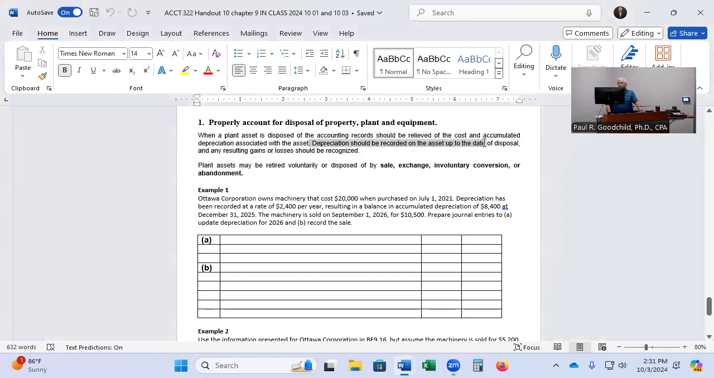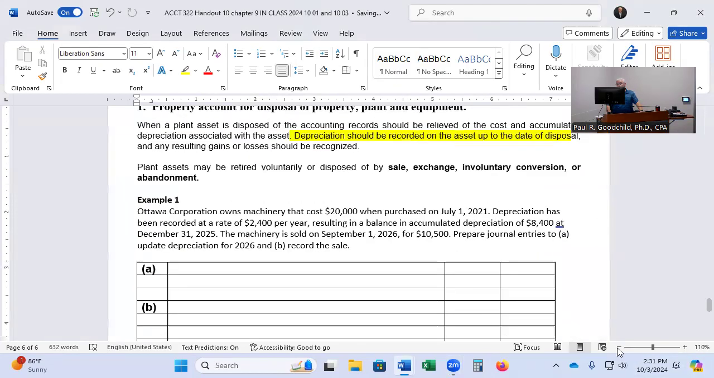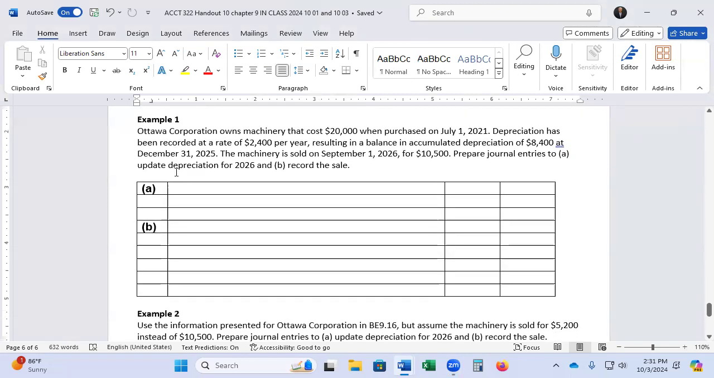So this is the important thing to remember or highlight in your notes: a lot of times when we dispose of assets, they have not yet been depreciated fully to that date. And so what you have to do is take the rest of the depreciation up until that date, and then check the book value versus what you're receiving to determine whether or not you have a gain or a loss. So let's take a look at example one, and I'll walk you through it. Take about 30 seconds to read it.